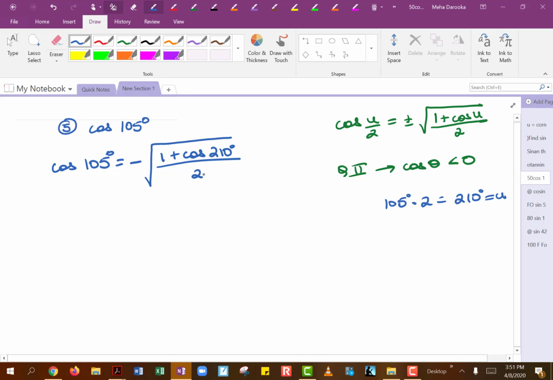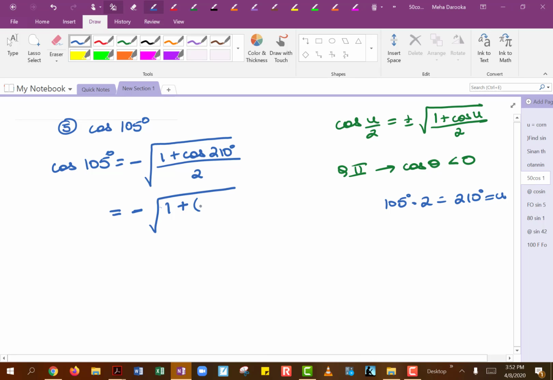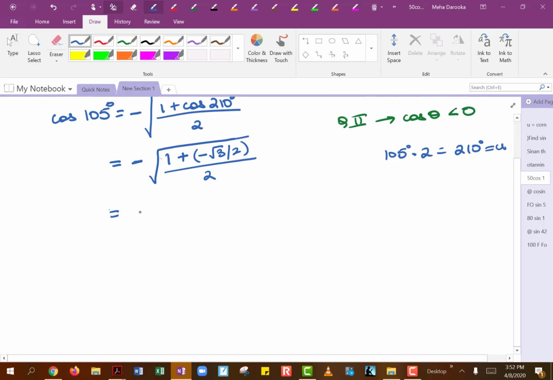Okay, and then again keeping that negative sign in the front, we have 1 plus, again, we are going back to that same 210 degree angle, so our cosine value is negative square root of 3 over 2, and then we still have a 2 on the bottom, so you can write this as minus square root of 3 over 2, the whole thing divided by 2.